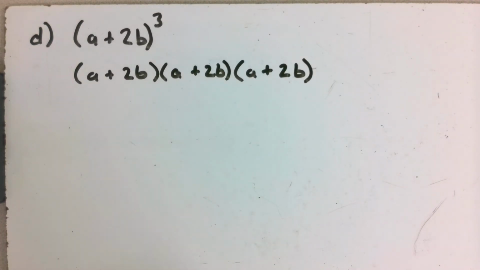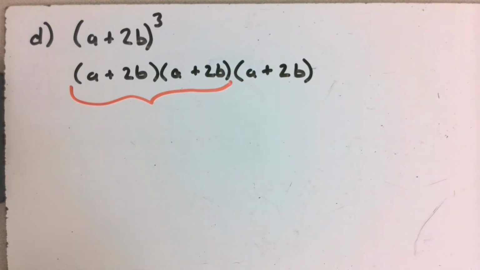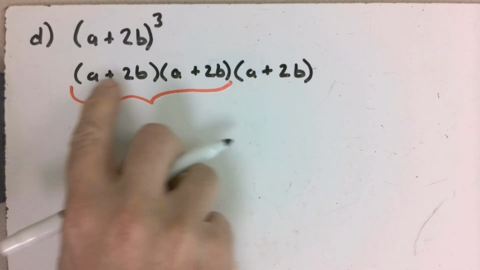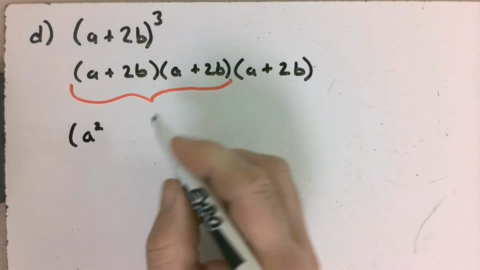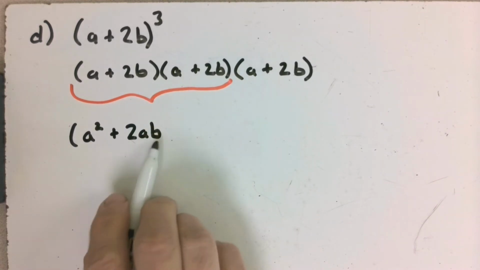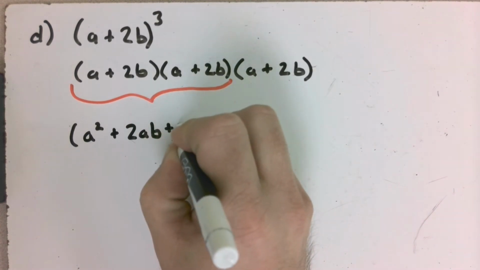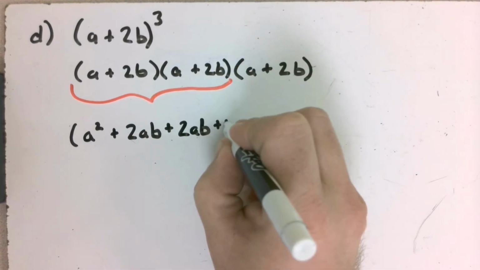We have 3 binomials multiplied together. There are 2 multiplications happening, one here and one here. Do them separately, calculate one of them and come up with an answer, and then do the other. When I multiply these first 2 sets of parentheses together, I will end up with an a times a, which is a², and a times 2b is a plus 2ab. Generally, we put our numbers first and then our variables in alphabetical order after that. 2b times a gives me a plus 2ab, and then 2b times another 2b is a 4b².